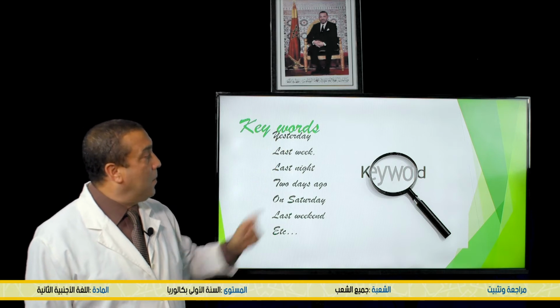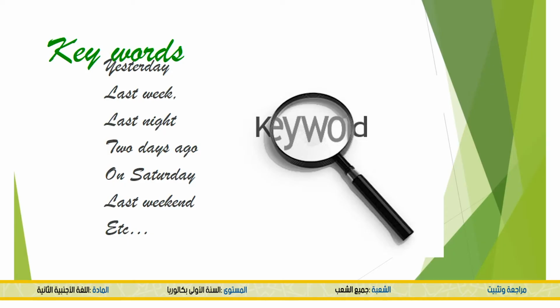Yesterday, last week, last night, 2 days ago, on Saturday. For example, I was in Rabat on Saturday. I was in Agadir on Saturday. I wasn't in my hometown on Saturday, right? Last weekend. And we can add more. For example, ago. 3 days ago, I was in a party, for example, enjoying myself with my friends, right?